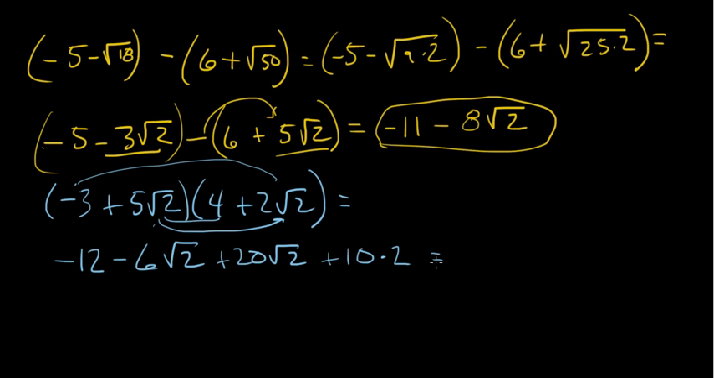And so, what do I have? Negative 12 plus 20 is 8. And negative 6 square root of 2 plus 20 square root of 2 is plus 14 square root of 2. And that's how you multiply these things. You've been foiling for a long time now, so hopefully that doesn't blow you away. Let's try another quick example.